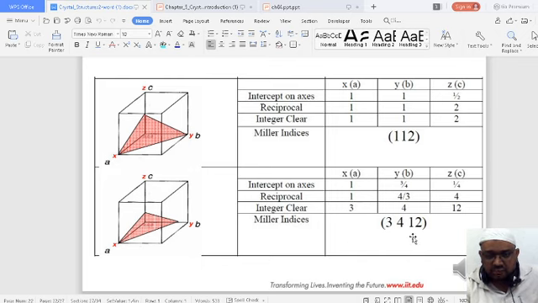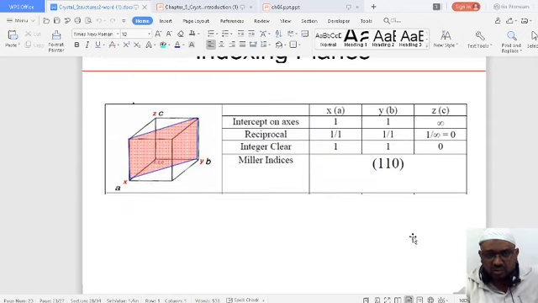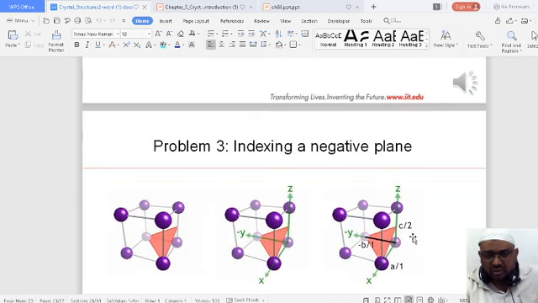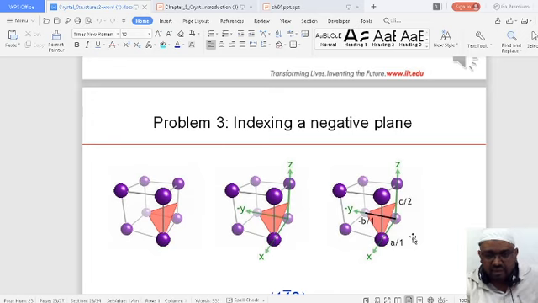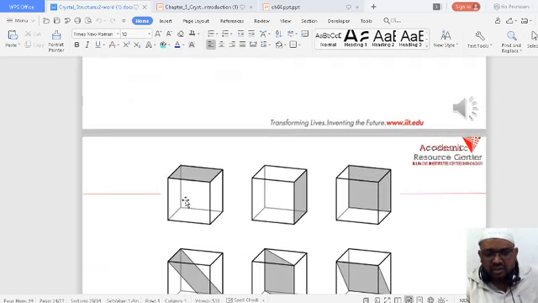Now this is 3, 4 and 12, right? This type of example is more common, and this is another example of a crystal plane. Now see how this negative plane looks. We just talked about the bar, so how does this negative plane look? We have just given you an example of a negative plane in the unit cell.